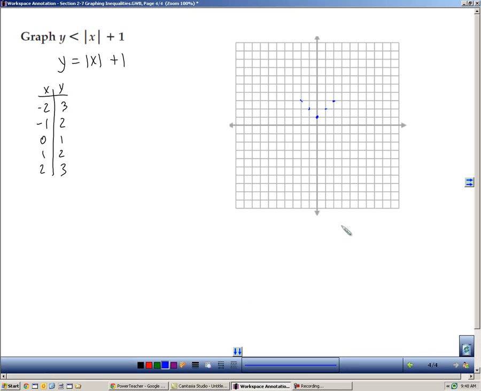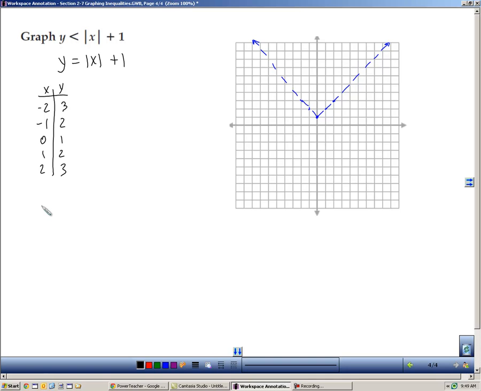Now before I put my lines on here, I have to go back and see that it's a less than, which means my absolute value function will be using a dotted line, not a solid line. So here's the v that we knew was going to happen, because we know what absolute value functions look like.